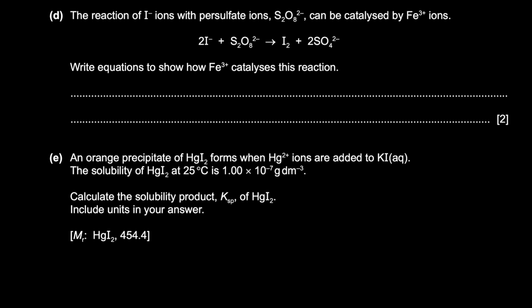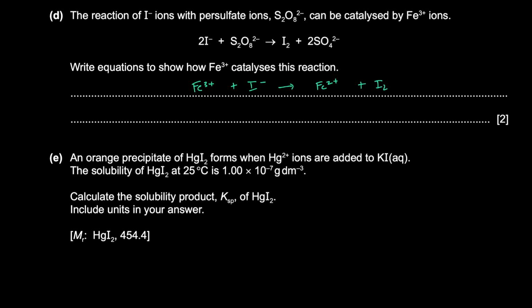The reaction of iodide ions with persulfate ions can be catalyzed by Fe³⁺ ions. Write equations to show how Fe³⁺ catalyzes this reaction. You're expected to know this series of reactions, but if you don't remember, you should know that iron 3 is the oxidized form of iron. So in the first stage, the iron 3 will take the electron from whatever is undergoing oxidation. Here iodide is undergoing oxidation, so the Fe³⁺ will react with the iodide to form Fe²⁺ and iodine.